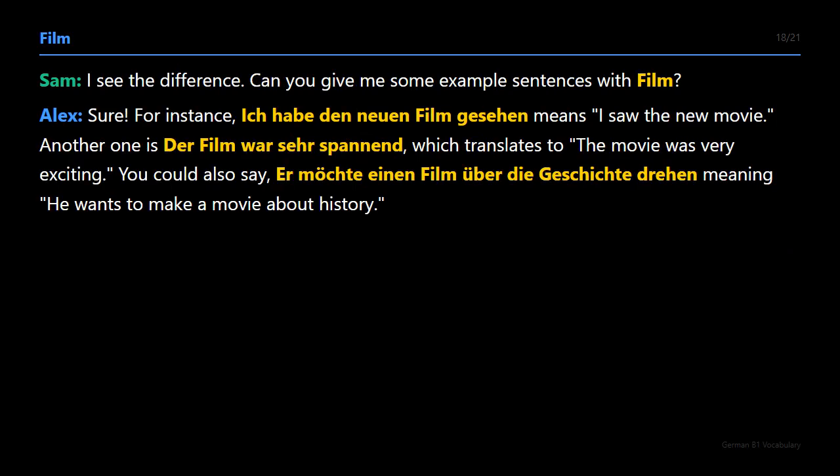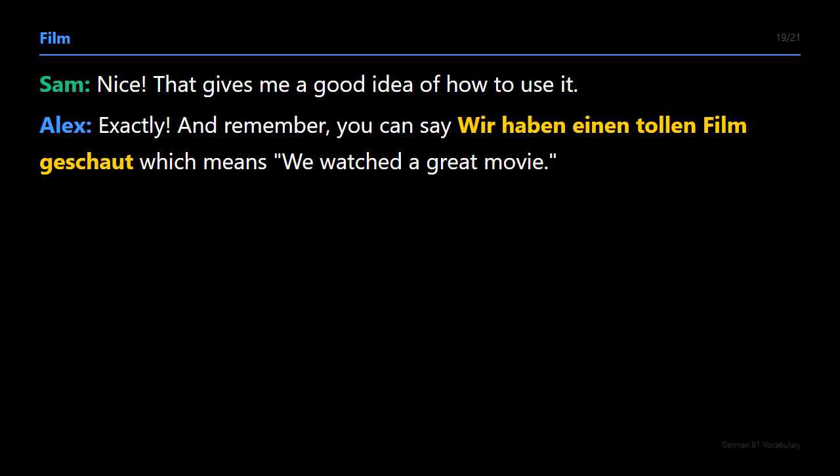I see the difference. Can you give me some example sentences with Film? Sure. For instance, Ich habe den neuen Film gesehen means I saw the new movie. Another one is Der Film war sehr spannend, which translates to the movie was very exciting. You could also say, Er möchte einen Film über die Geschichte drehen, meaning he wants to make a movie about history. Nice. That gives me a good idea of how to use it. Exactly. And remember, you can say Wir haben einen tollen Film geschaut, which means we watched a great movie.